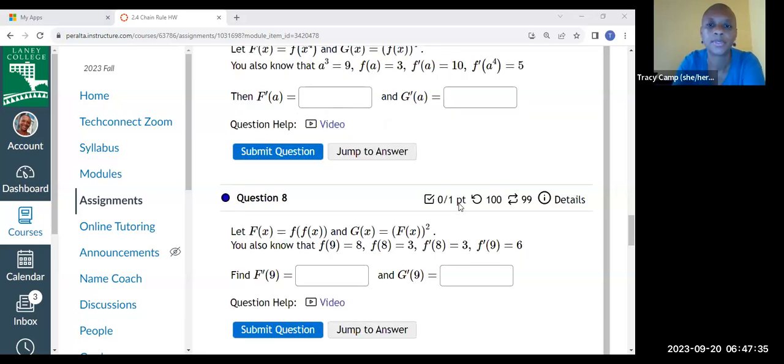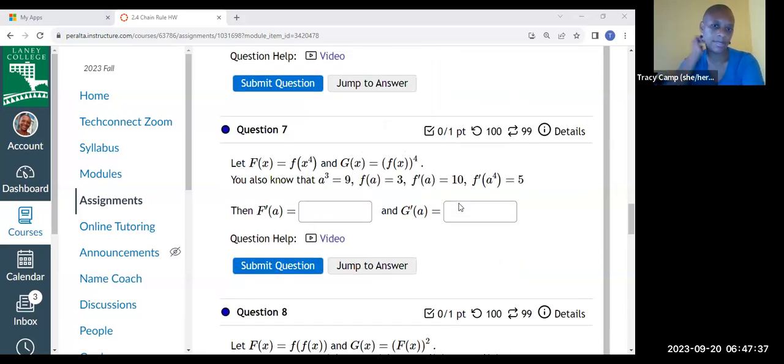Let's look at number 7. I just wanted to look at this one because it's kind of written differently. Same thing with number 8, written differently, but you try that one. So big F of x equals little f of x to the 4th, and big G of x is little f of x quantity to the 4th.